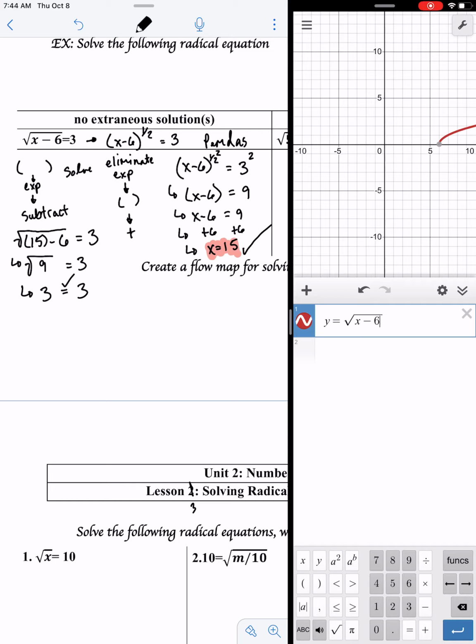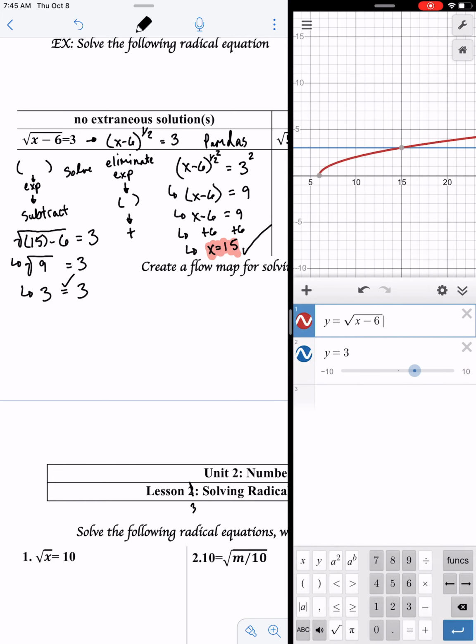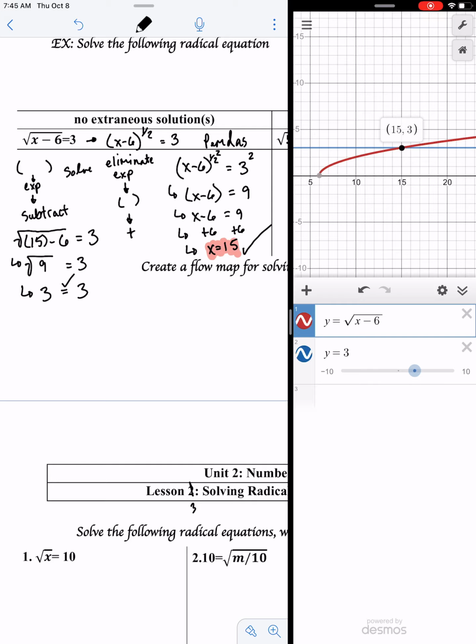I get to the equal sign, I stop. I start a new y equals, type what I see on the right. And I want the x value where these intersect, and if you look, it's at 15. And that's how I personally solve all of these equations.